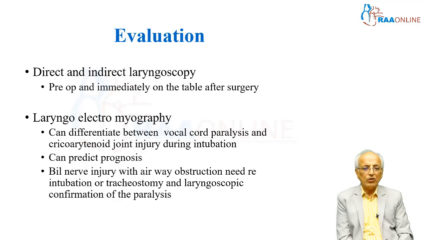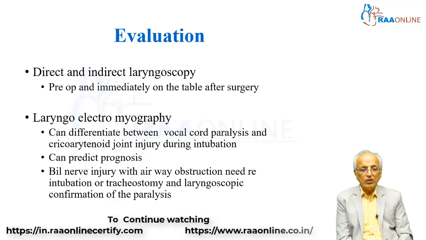Now, laryngeal electromyography can differentiate between vocal cord paralysis and cricoarytenoid joint injury during intubation. It can predict the prognosis. Bilateral nerve injury with airway obstruction needs re-intubation or tracheostomy and laryngoscopic confirmation of the paralysis.